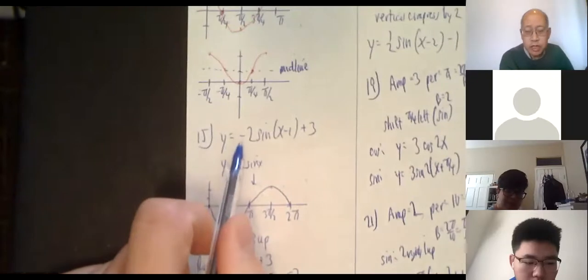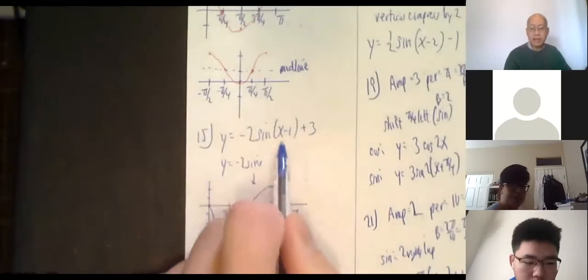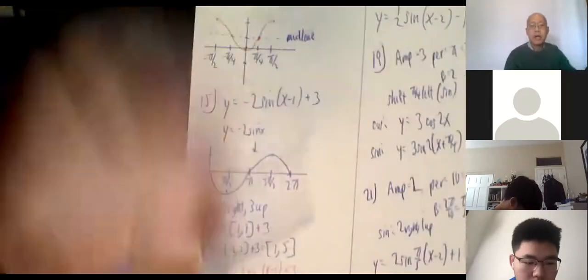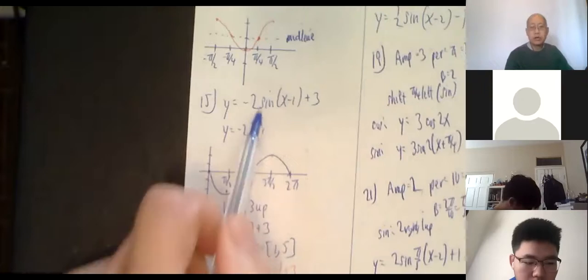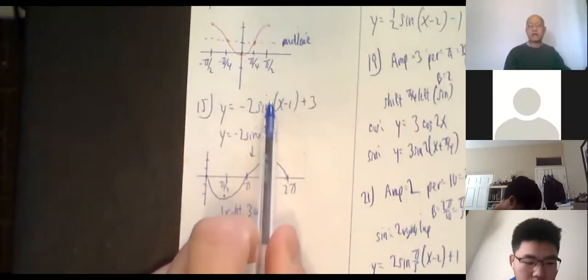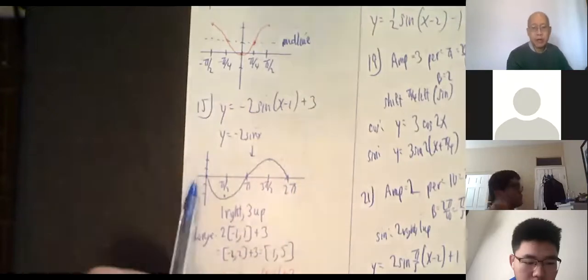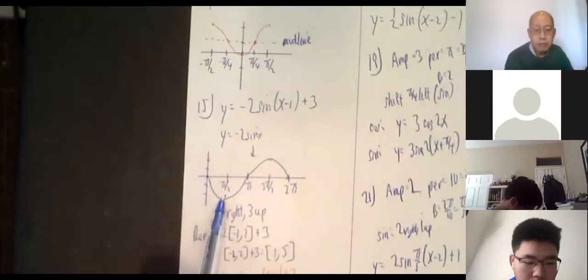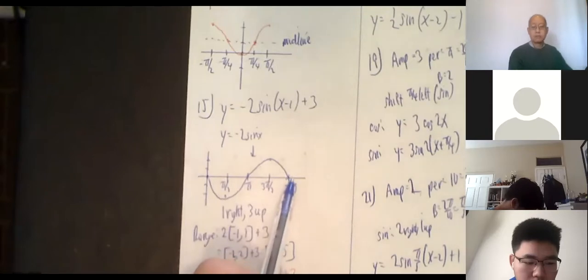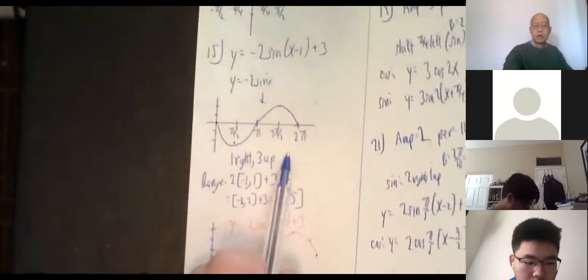So I'll start off with negative 2 sine x, because once I have that, I know what's going to happen there. I just shift 1 right and 3 up. Amplitude is 2, so it goes from negative 2 to positive 2. The period is still 2 pi, right? There's no number in front, or you can say the coefficient is 1, so the period is still 2 pi. All right, so here we go. 0, minimum, which is now negative 2, 0, maximum, which is 2, 0.